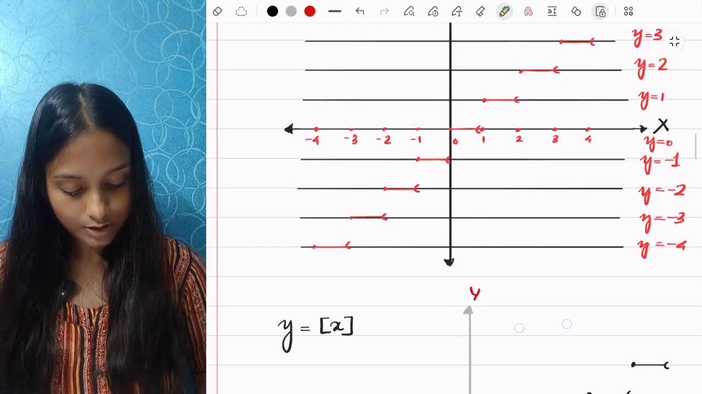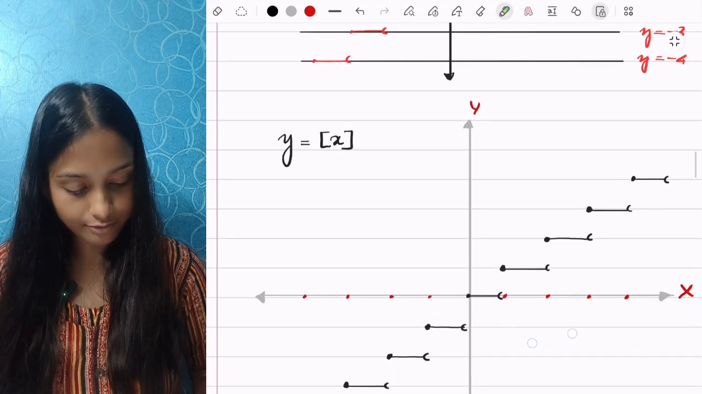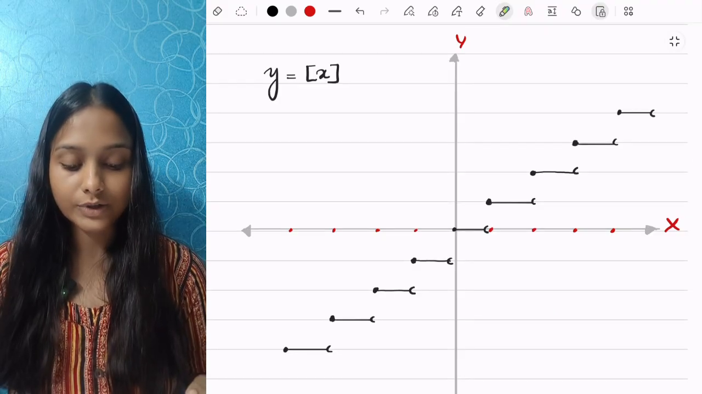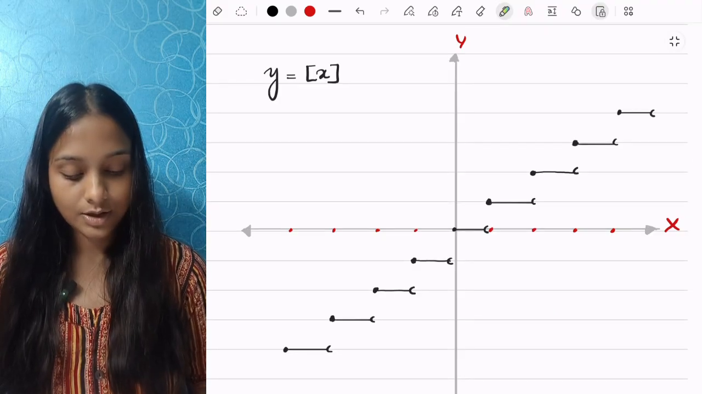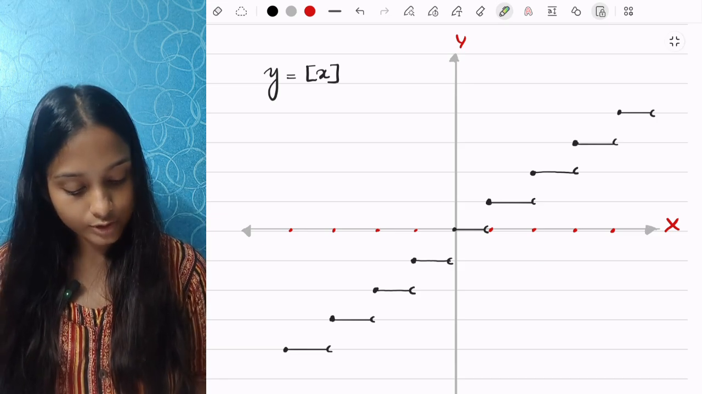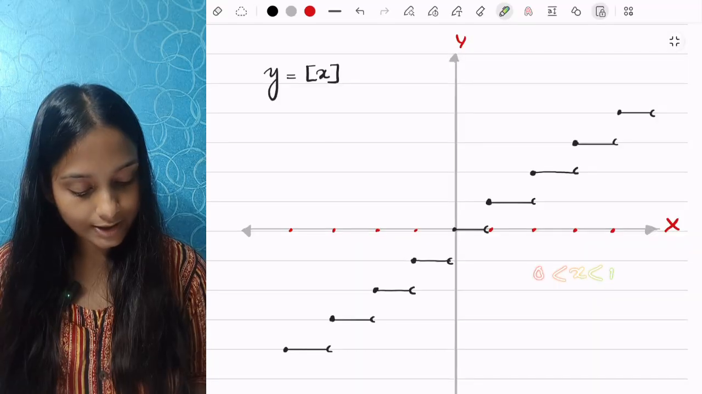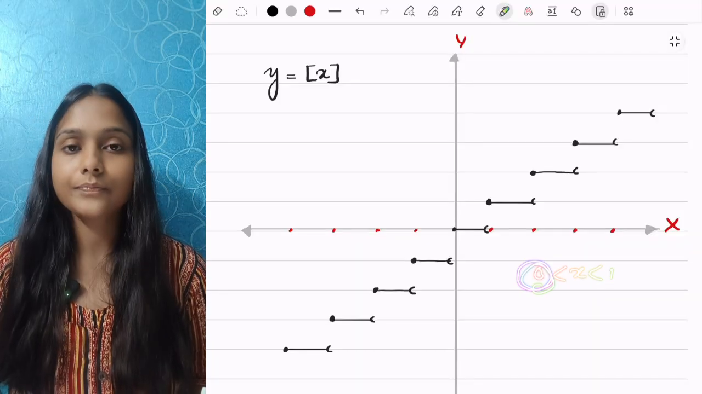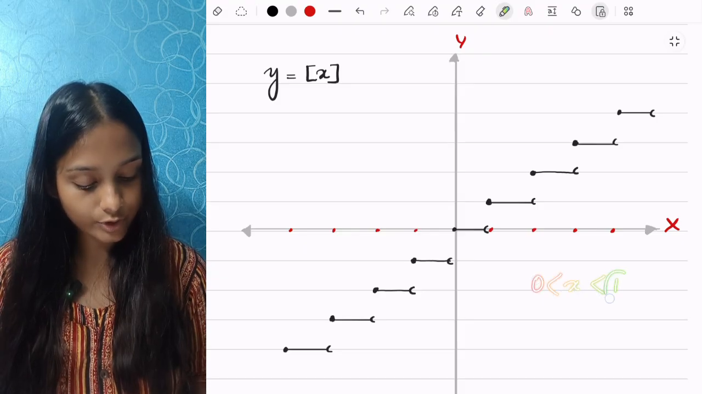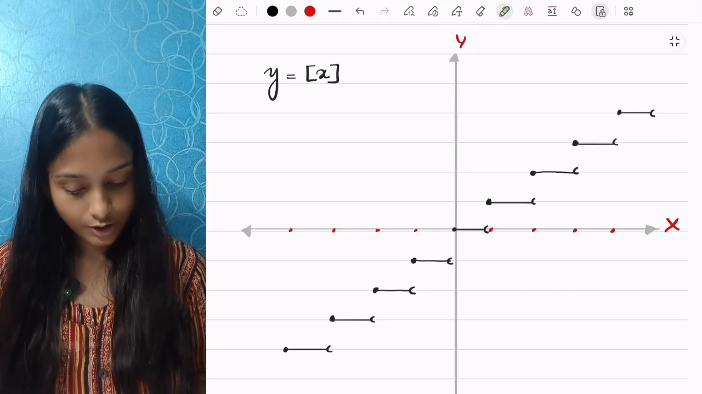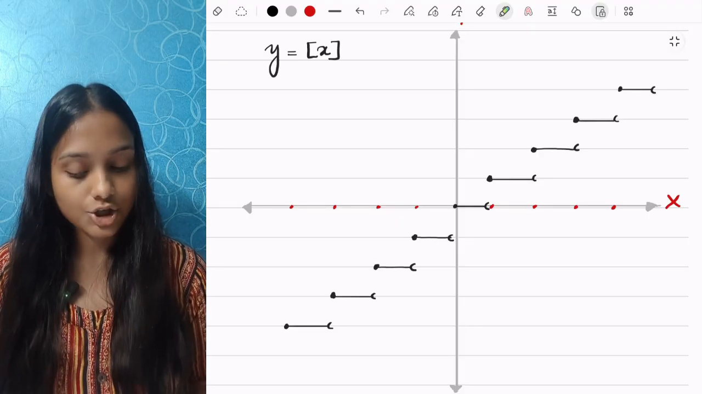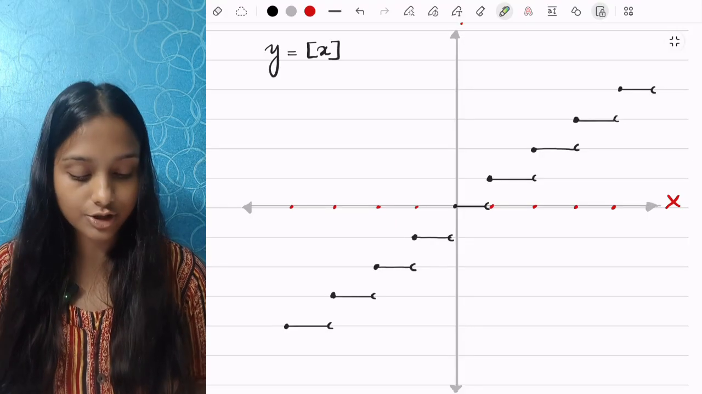So let me show you the final graph. So this one here is the final graph of y equals box x. Also, this is known as the floor function, y equals floor x, because for the interval 0 to 1, we are getting this value. Okay. If it is a ceiling function, then for an interval like this, we would get this value. So this is the graph of the y equals box x function, or the greatest integer function.